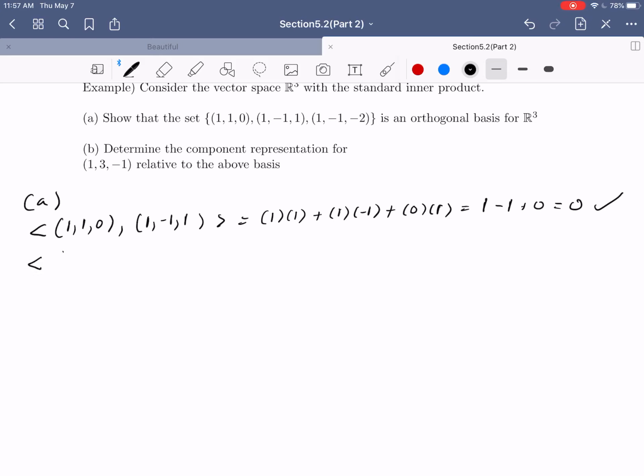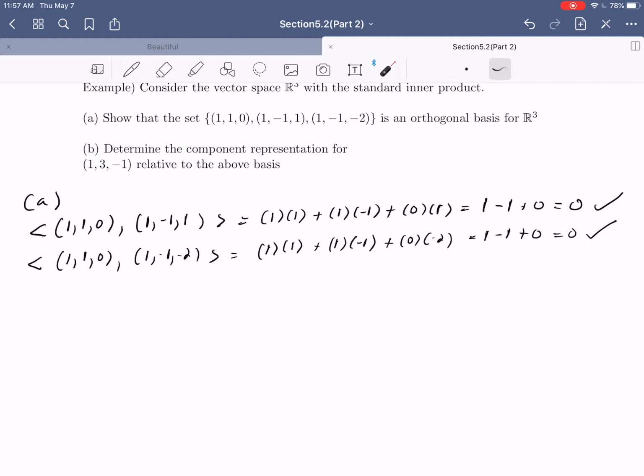Let's do the next pairing, (1, 1, 0) and (1, -1, -2). That looks like it's going to be 1 times 1 plus 1 times -1 plus 0 times -2, which is going to be 1 minus 1 plus 0, which is 0. Check. So our first vector is orthogonal to both of these.